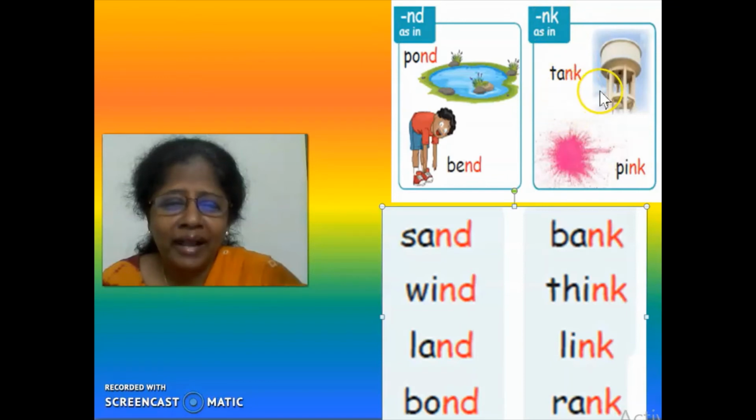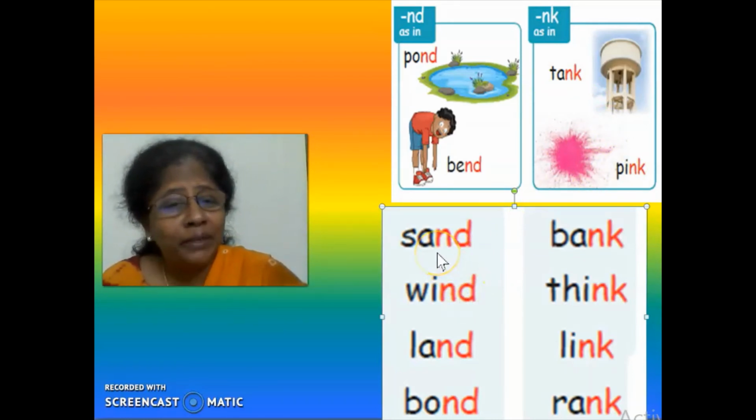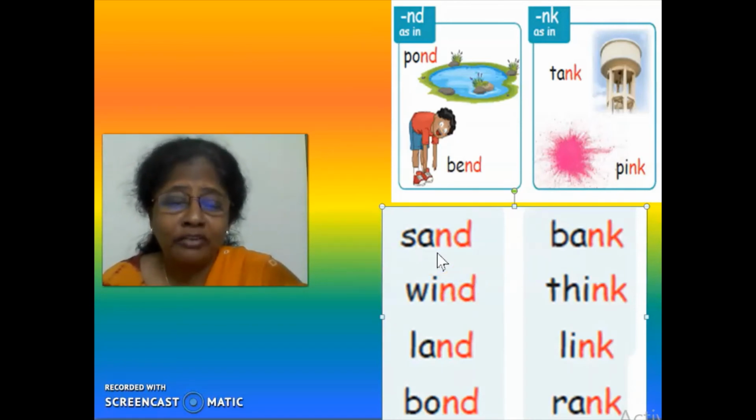Tank, pink. We have some more set of words for you. And these words are there at the end of your book. So you can take your book and start reading also.